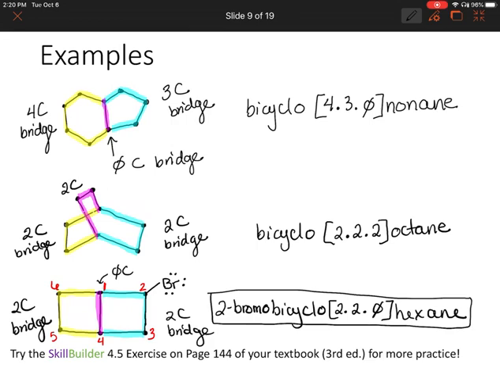All right. Now, these ring systems don't come up that often, but they will come up in this class, so you should know how to name these ring systems. And if you want more practice naming ring systems, I recommend the Skill Builder 4.5 exercise on page 144. And that will walk you through some more examples.